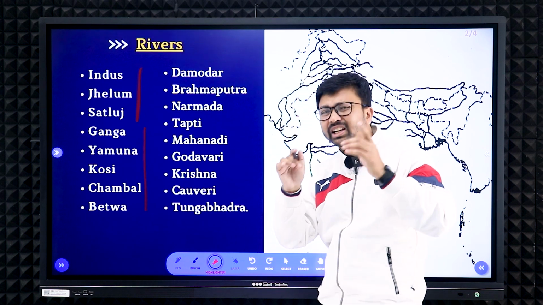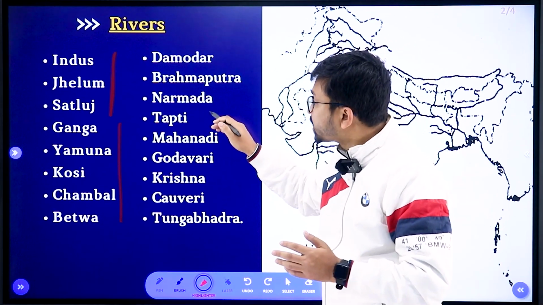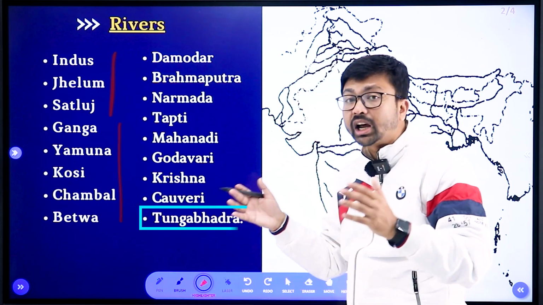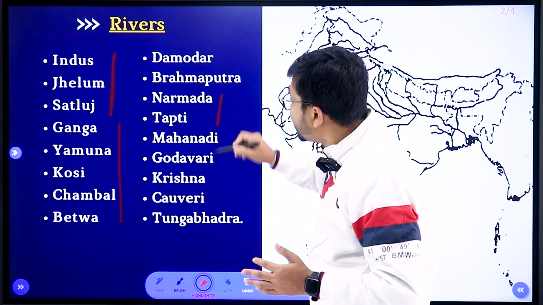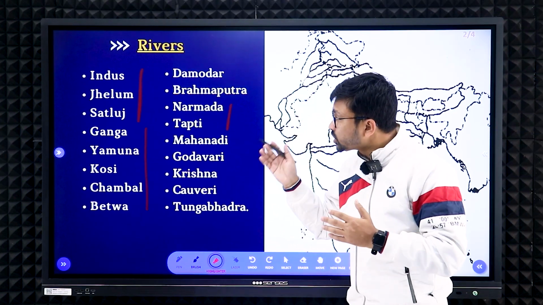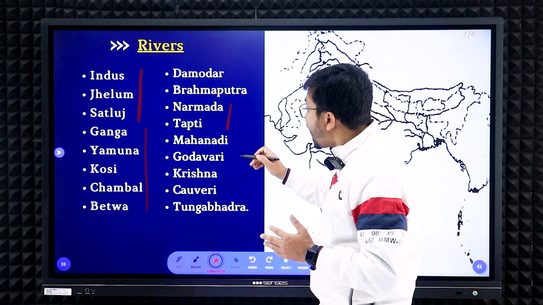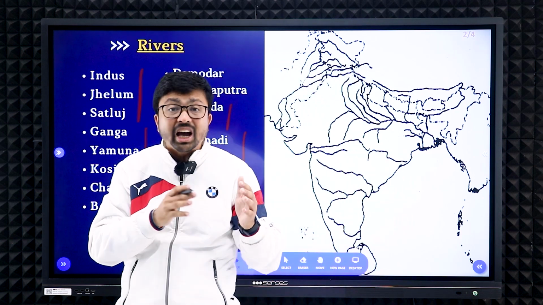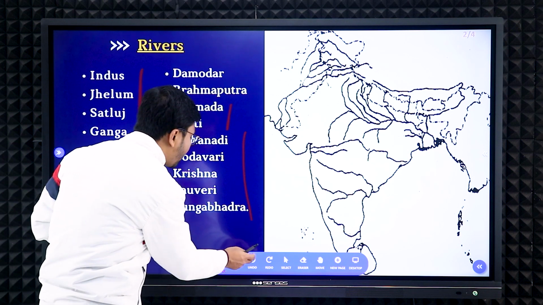Next one, Brahmaputra. That will be one single river in the northern side. We'll do it later on. Next, Narmada, Tapti, Mahanadi, Godavari, Krishna, Kaveri, Tungabhadra. Those are in the southern part of India. Among them, Narmada and Tapi are the western flowing rivers, and Mahanadi, Godavari, Krishna, Kaveri, Tungabhadra are the eastern flowing rivers.